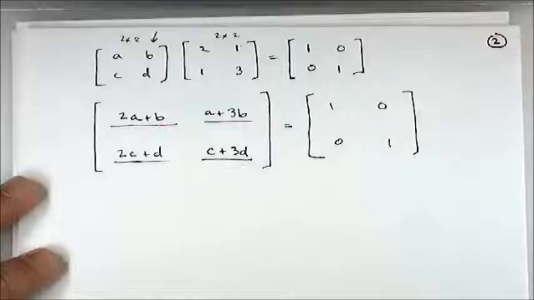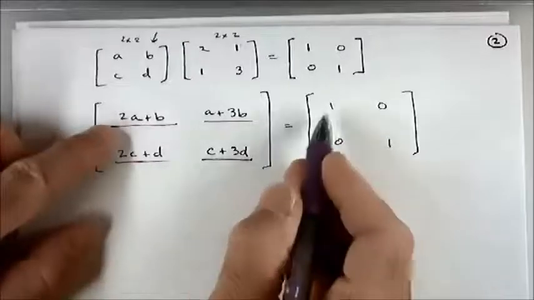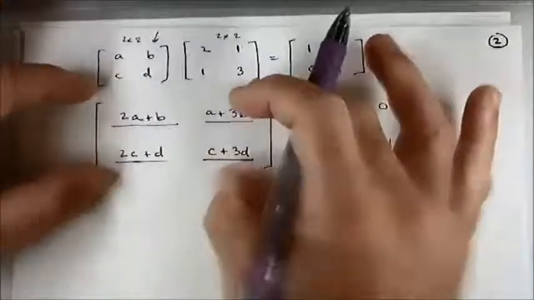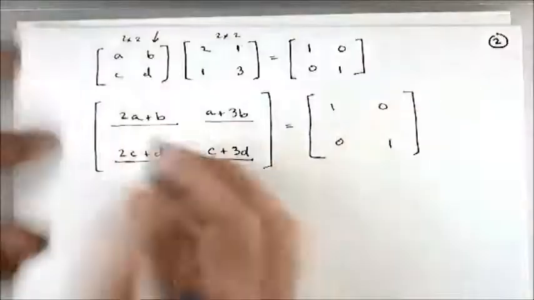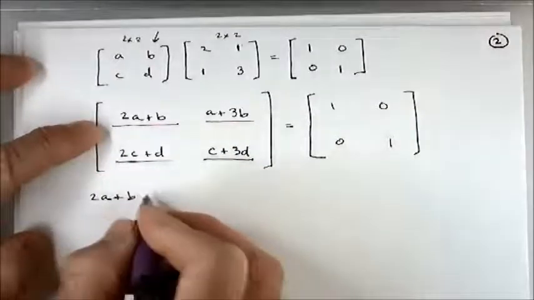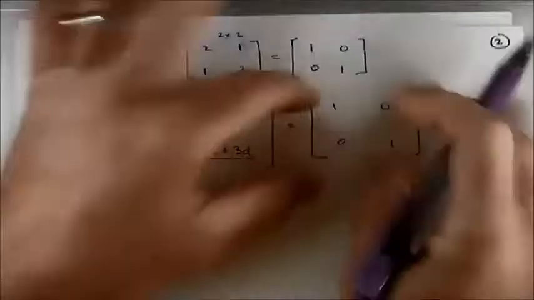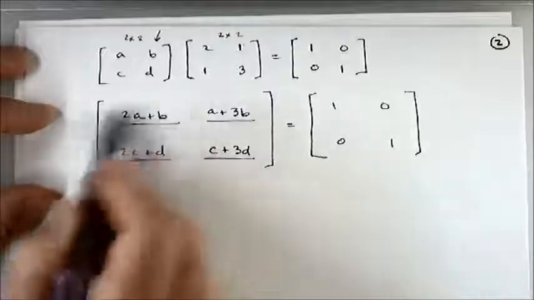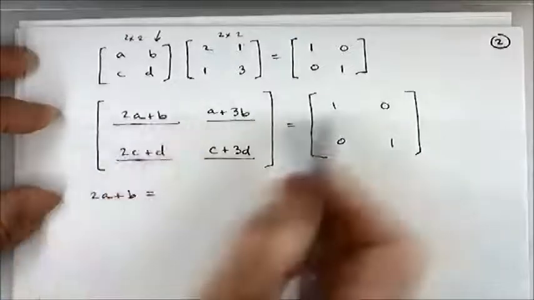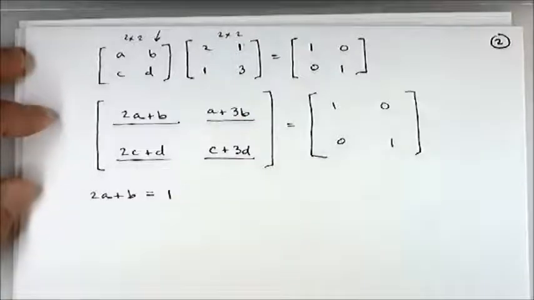So there's 4 equations there. Do you see them? One of them is this. If this 2x2 matrix has to equal this 2x2 matrix, then what should 2A plus B equal? If this matrix equals this matrix, that one is in the upper left-hand corner. So 2A plus B better equal 1, huh? This should equal 1.